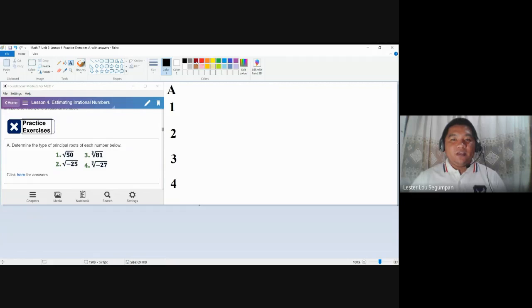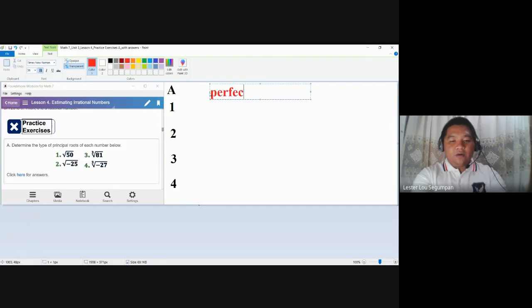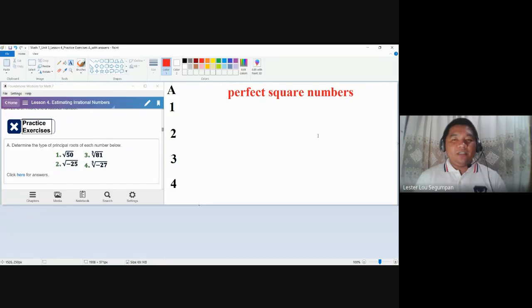So let's start with the perfect square numbers. Again, we need to talk about this first before we tell what the principal roots are. The perfect square numbers are the results when we multiply a number by itself.